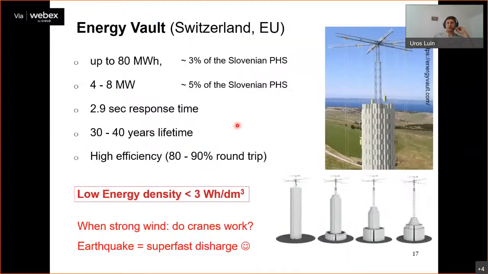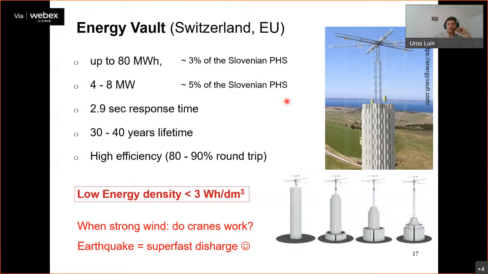Something that works on pretty much a similar way, also by gravity but without water, is from the company from Switzerland, Energy Vault. I know that in India, the company Tata has such energy storage, and it has several advantages, but unfortunately also some drawbacks. Again, we see that it has low energy density. But first of all, let me explain how it works.